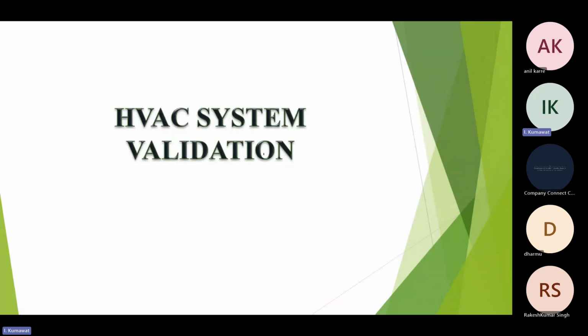And now the HVAC system. What topics will we cover during the HVAC system? Now we will discuss that. But before starting the HVAC system, if you have any question with respect to process validation, you can ask. Anybody have any questions?